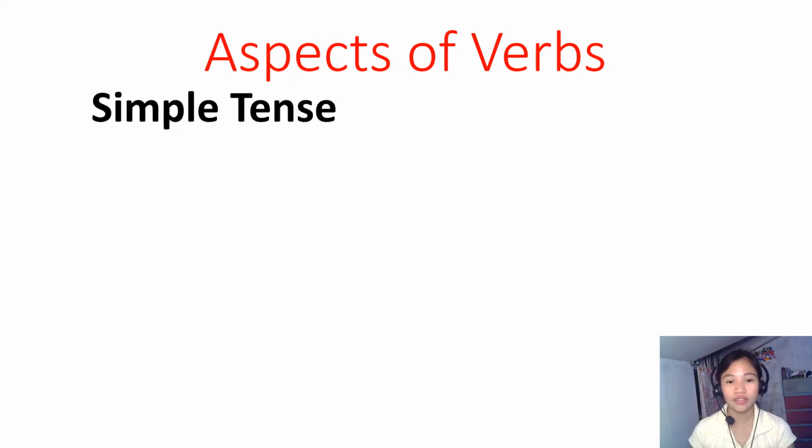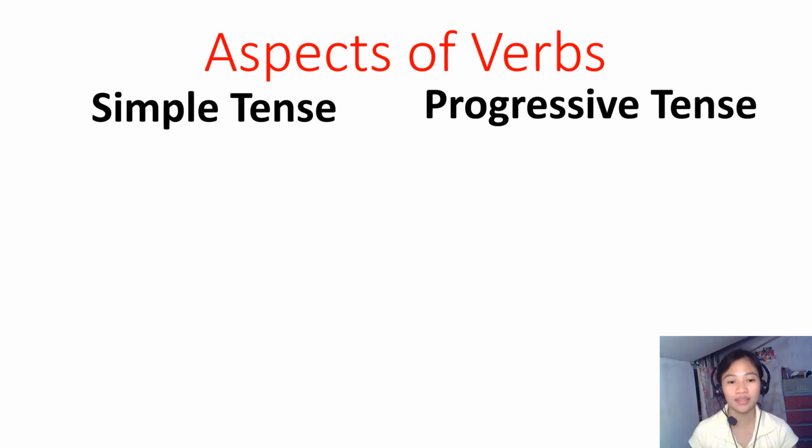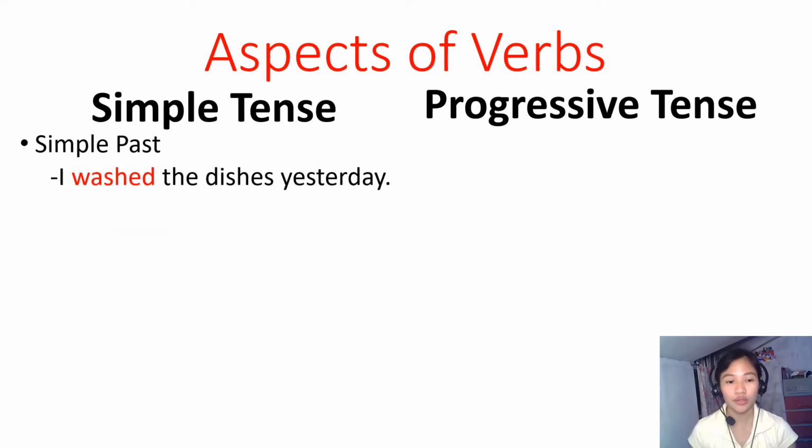So we have aspects of verb: the simple tenses and the progressive tenses. Let's review these first, the simple tense and progressive tense, before we go on to the perfect tenses of verb. The simple tenses have simple past. For example, I washed the dishes yesterday. Again, in simple past, this action is already done. So we can add D or ED at the end of the verb.